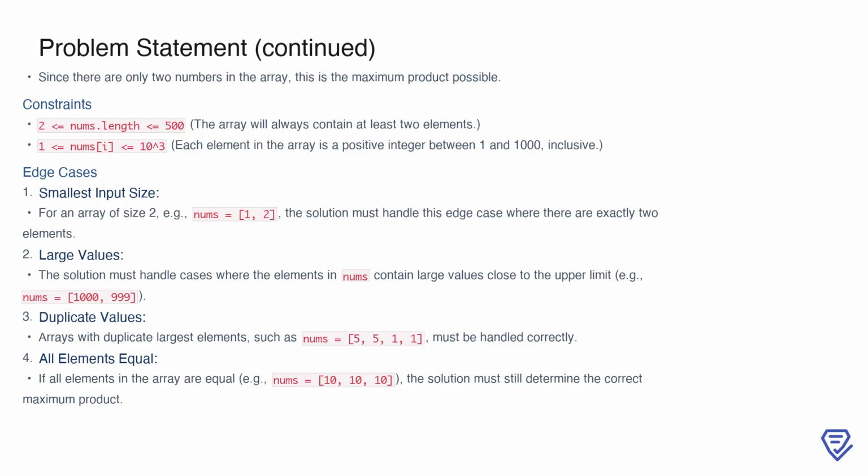1000, 1000. Arrays with duplicate largest elements, like 5, 5, 1, 1, and arrays where all elements are equal, such as 10, 10, 10, must also be handled correctly to ensure the maximum product is calculated accurately in all scenarios.